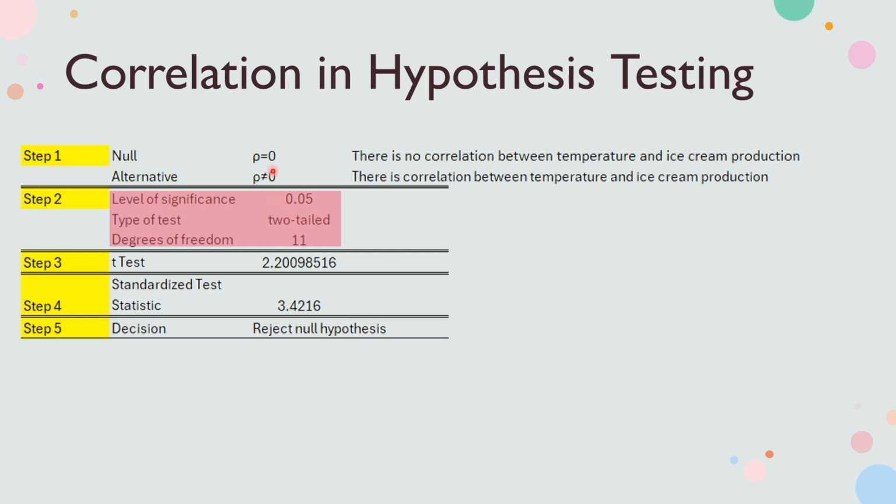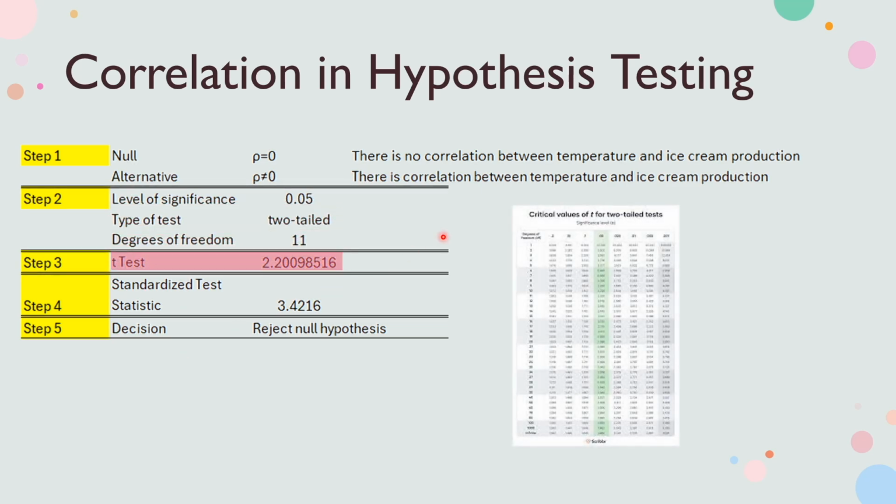Next, we get the important values to get the critical value, and that's the level of significance and the degrees of freedom. The degrees of freedom will come from n minus 1, and since we have 12 months of data, our degrees of freedom is 11 here. The critical value will come from this table. I hope by now you already know how to get the critical values. So given a two-tailed table and then a 0.05 level of significance and degrees of freedom of 11, we get 2.2.